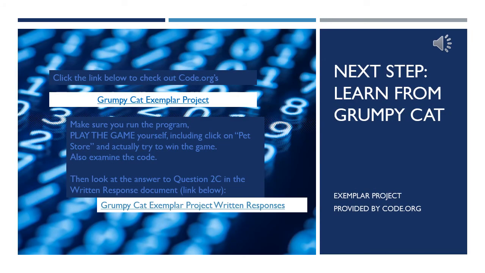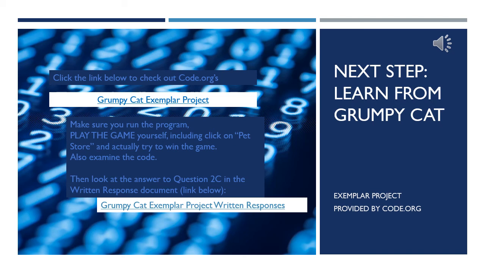Okay, so at this point, I would like you to take a look at another project that is given to us by code.org in their Create Task preparation unit. It's called the Grumpy Cat Exemplar Project. There's a link on this screen that you can click right on to experience the code and the program. I want you to run the program in code.org's environment. You can click run just like we do for our own. You'll see that the code is all there in front of you. I want you to play the game yourself. You'll basically feel like it's very similar to the clicker game that we had created.